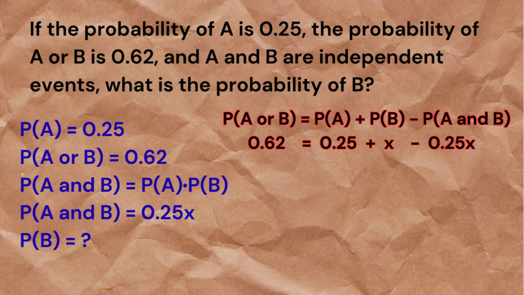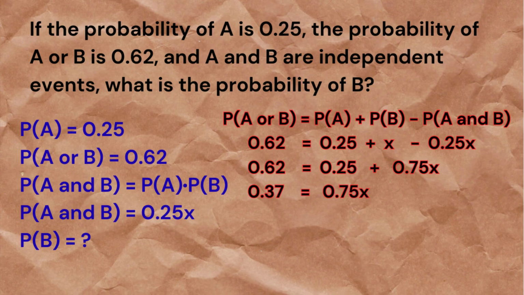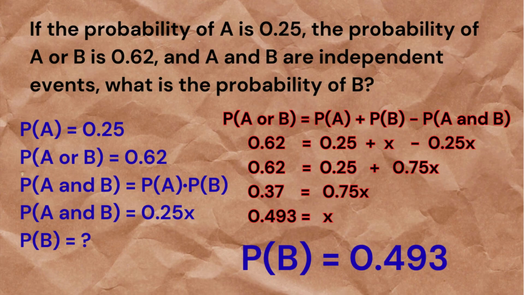So first, on the right-hand side, we're going to combine like terms. We have a 1x and a negative 0.25x. 1x minus 0.25x is 0.75x. They're like terms. Then we're going to subtract the 0.25 to the left-hand side and get 0.37. And we have one final step, and that's to divide the 0.75 over, and we get 0.493 for x. So the probability of B is 0.493.